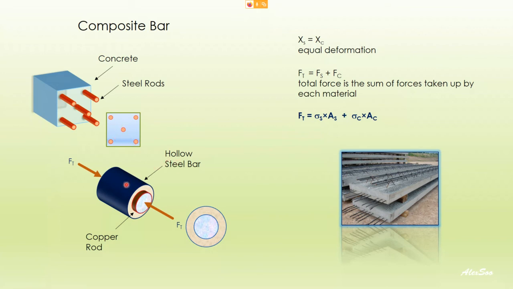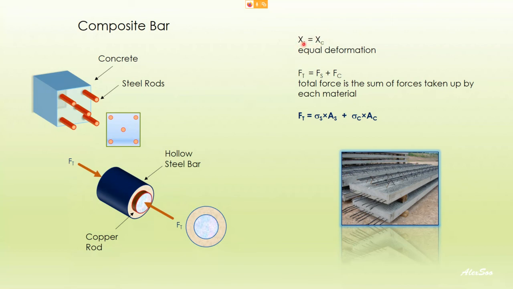Another example is when you have a steel bar with something reinforced or placed inside of the first bar. For example, a hollow steel bar with a copper rod inside of it. This can also be considered as a parallel bar. So for parallel bars or composite bars, we have to follow these formulas here.